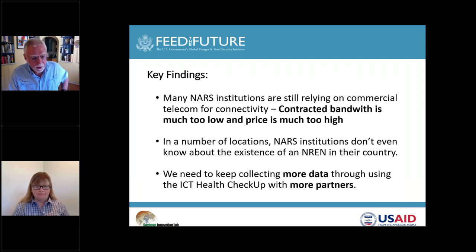So some key findings jumped out from our research. First, many NARS institutions are still relying far too heavily on commercial telecom for their connectivity. They find that the prices are too high, and then because the prices are too high, they can't afford to buy much. So you have the worst of all conditions. They've spent a lot of money and don't have much to show for it. We also learned that in a number of locations, the NARS institutions don't even know what an NREN is, or who the NREN is in their country, or how to reach them.